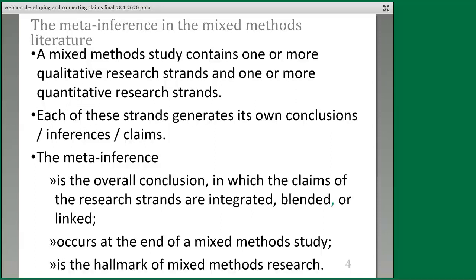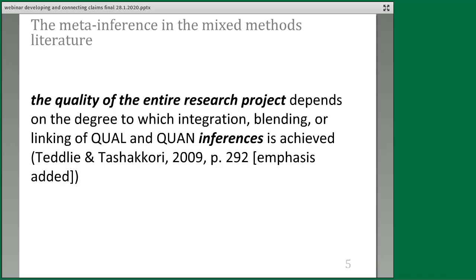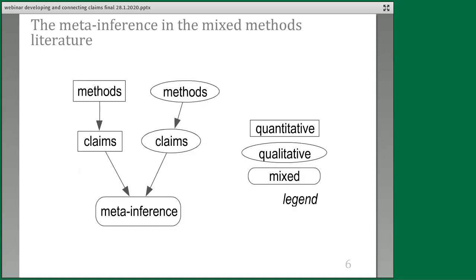Okay, then I will go to the next slide. So again, to emphasize the citation by Tetley and Tasha Corey, who said the quality of the entire research project depends on the degree to which integration, blending, or linking of qualitative and quantitative inferences is achieved, which means that not so much the mixing of methods is important, but in the end it's the inferences, and they are really very important because the quality of the entire research project depends on them.